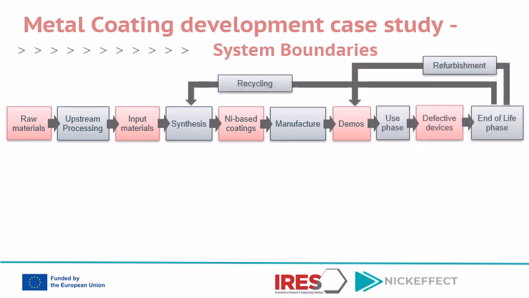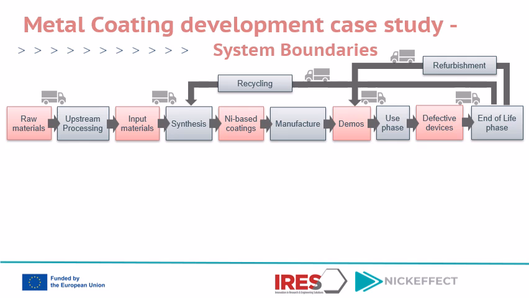Of course, the demonstrator is used for a certain amount of time for a certain function until potentially it becomes defective or reaches the end of its life cycle in any case. Then different waste treatment processes can take place, and in addition, it is possible to either refurbish the defective devices so that they can be returned to the value chain and reused, or there could be a recycling process which might result in the recovery of a certain element, nickel most likely in this case, which can therefore be reused in the synthesis process of the nickel-based coatings.